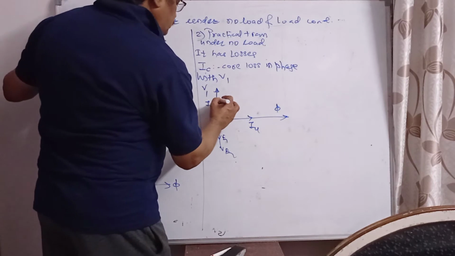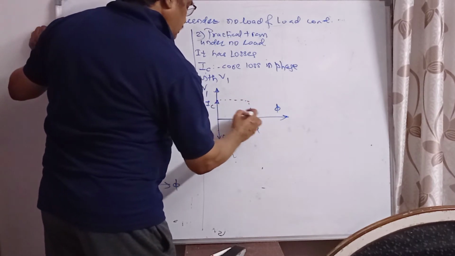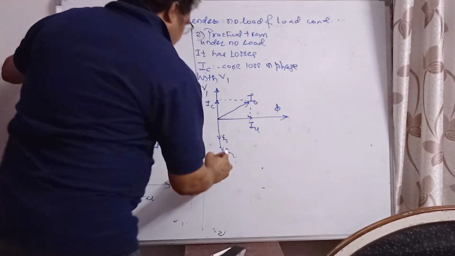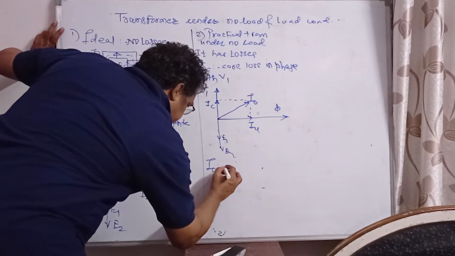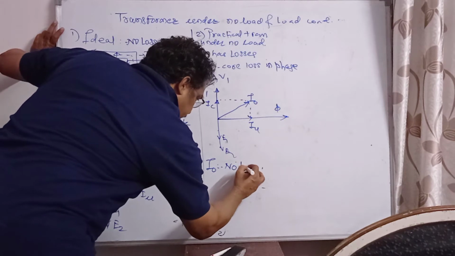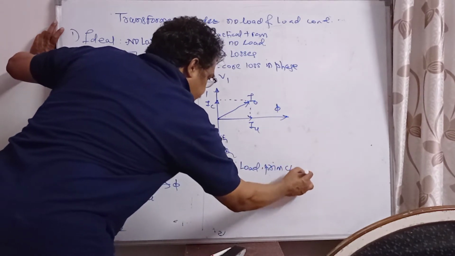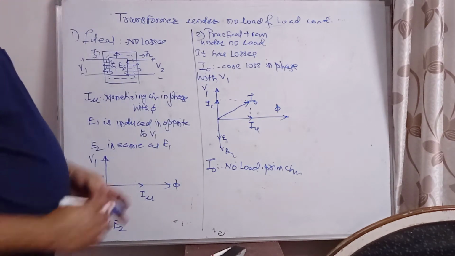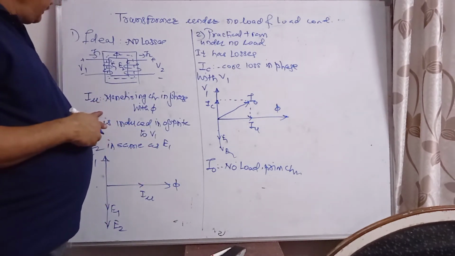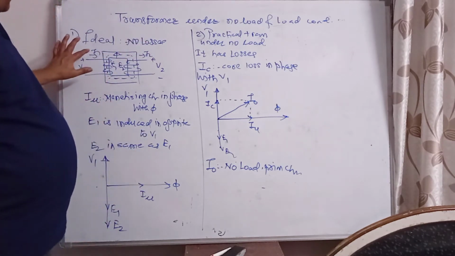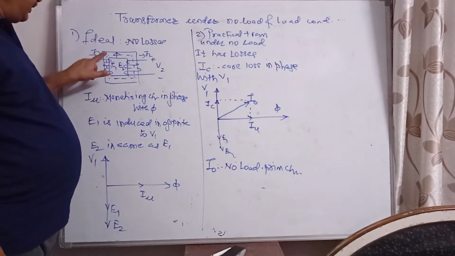So if these two join, I0 is known as no load primary current. This is Imu, the current flowing. Since it is ideal transformer, there were no losses. I1 is equal to Imu in this case.